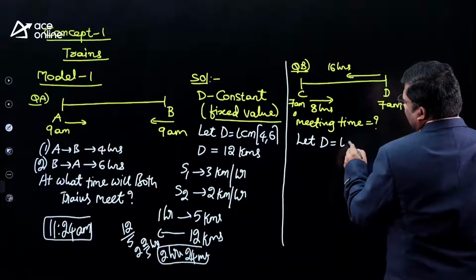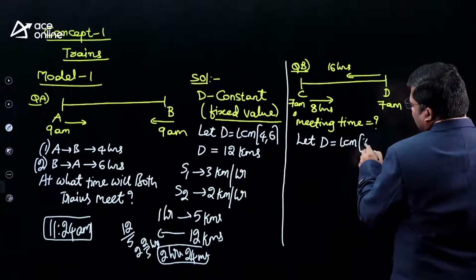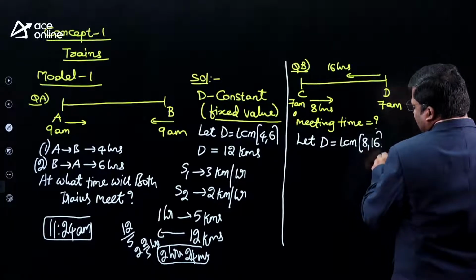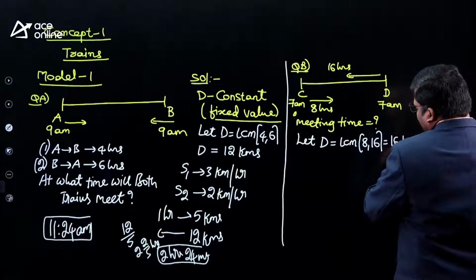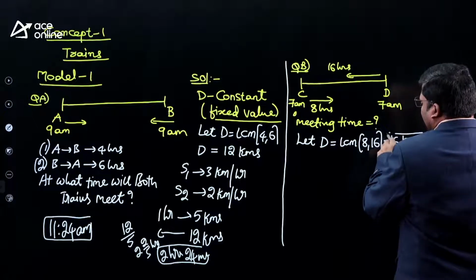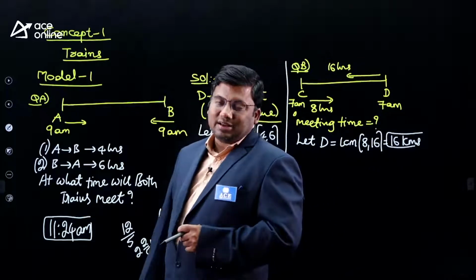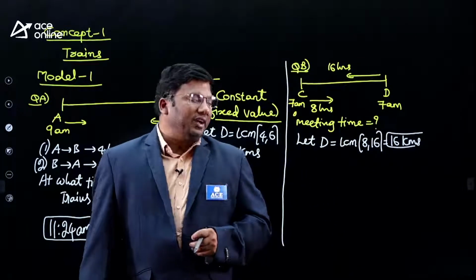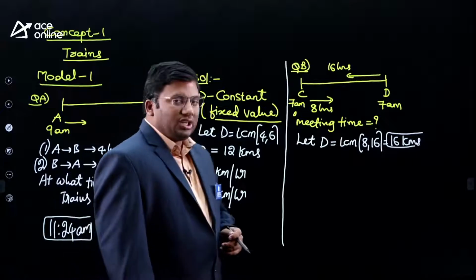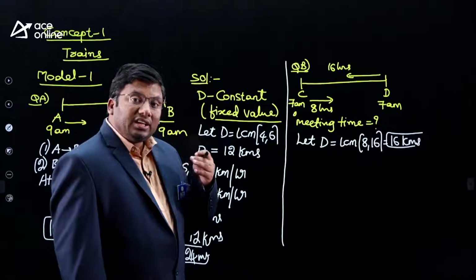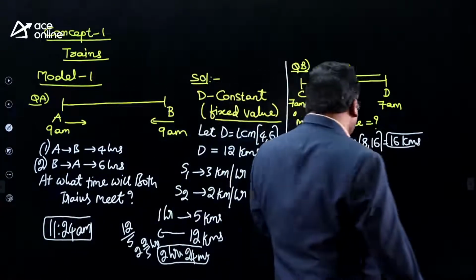Time period. Let D equivalent to LCM of 8, 16, which is 16 kilometers. I am taking the LCM of the times. LCM of 8, 16 is 16 kilometers. C to D takes 8 hours, 16 kilometers.